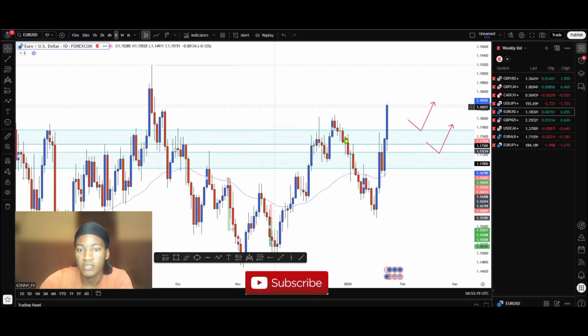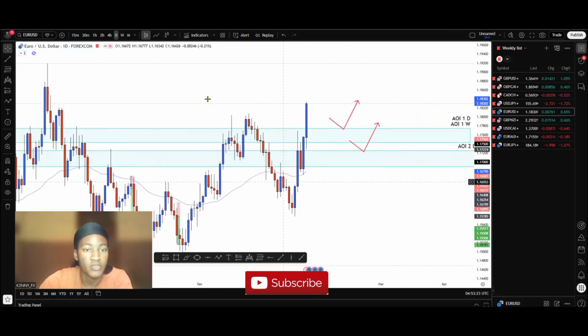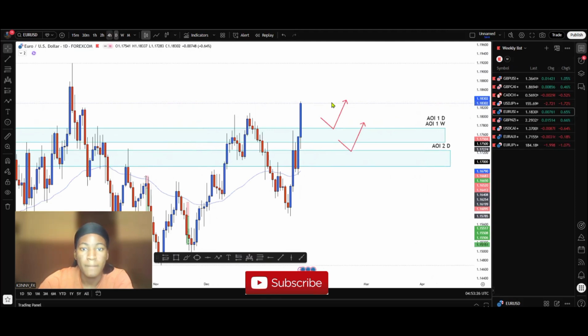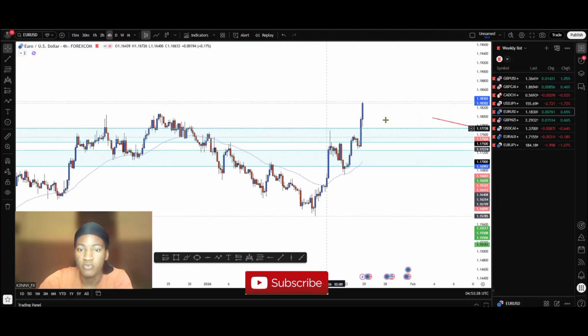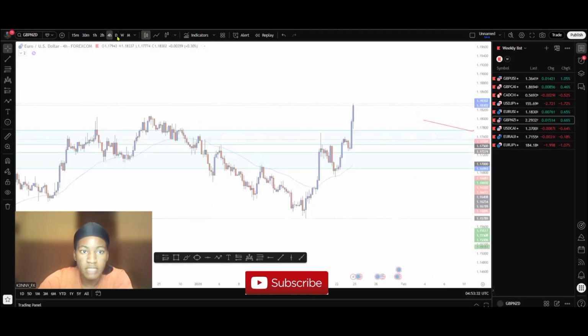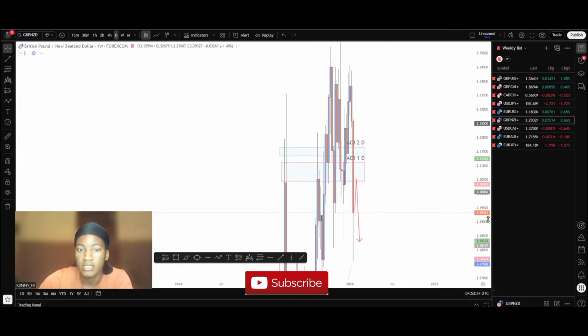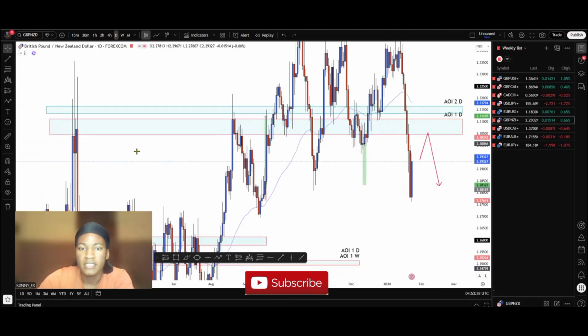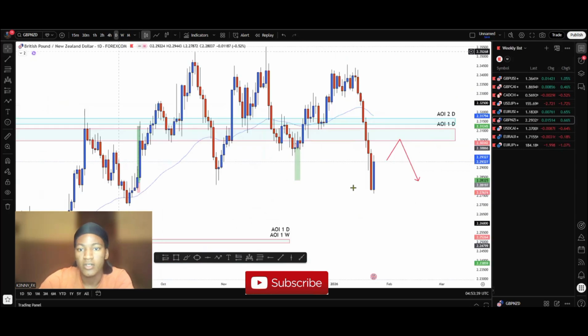We have one psychological level at area of interest 1, and one psychological level at area of interest 2. So we're looking to buy EURUSD when price gives us the pullback we need to take the buys. The next pair, we have a lot of pairs this week, to be honest. I have GBPNZD, GBPNZD on the weekly.